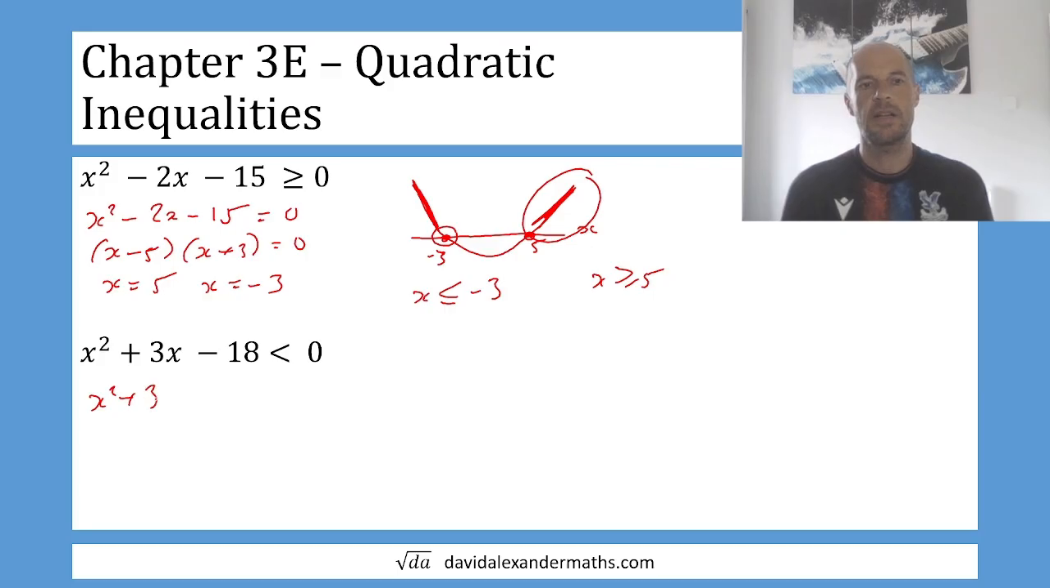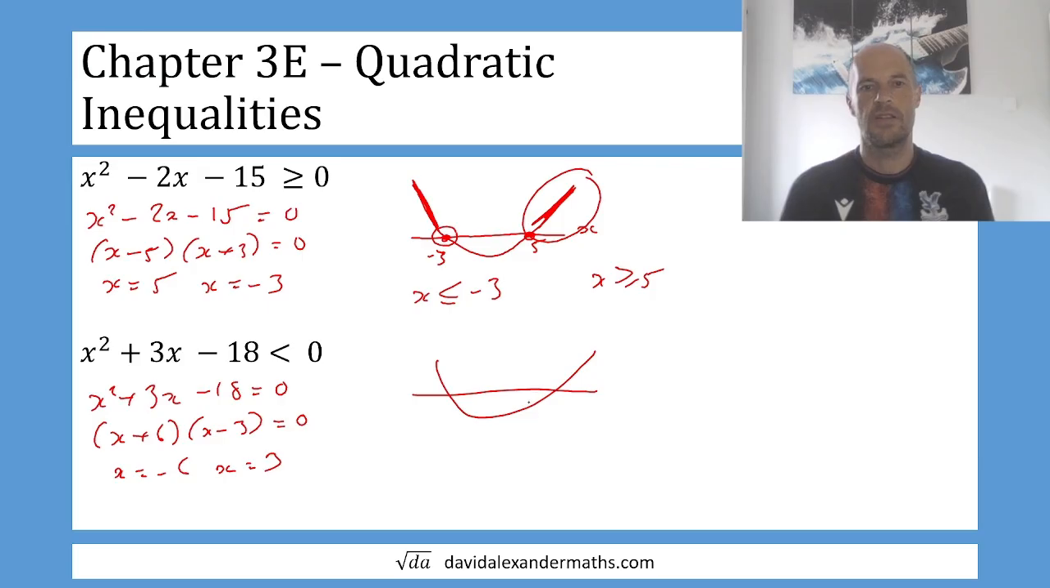x squared plus 3x minus 18, let's make it equal 0. So we're going to get (x + 6)(x - 3) = 0. So the solutions are negative 6 and positive 3. Again, let's just do our little sketch. Not a great sketch, is it? So 3 is here, minus 6 is here.